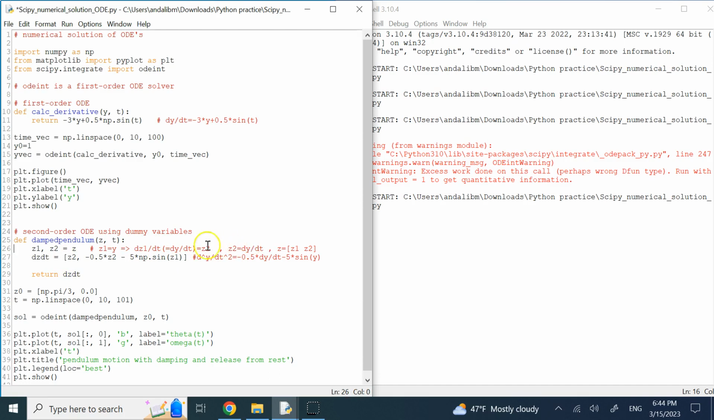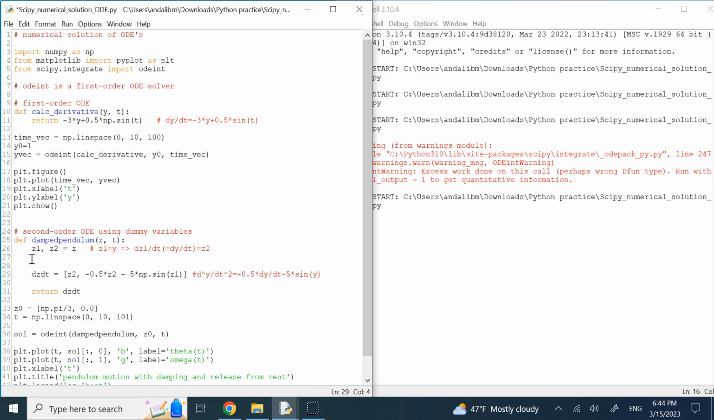And then if I go ahead and add this to this side, and maybe add that explanation over here for you. The second dummy variable is dy over dt. Therefore, the time derivative of Z2 with respect to time is going to be the second time derivative of y with respect to time, which based on your ODE is going to be this, right?